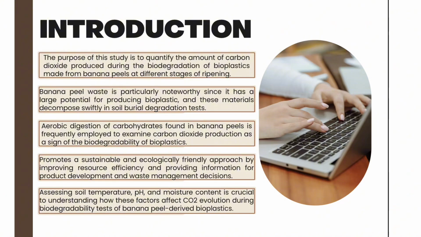Why banana peels? They hold significant potential as a sustainable source for bioplastic production. Not only are banana peels widely available, but they also break down quickly in soil, making them promising material for reducing plastic waste. To assess biodegradability, we use aerobic digestion, where the carbohydrates in the banana peels break down in the presence of oxygen. This process generates carbon dioxide. The more carbon dioxide produced, the more biodegradable the material.